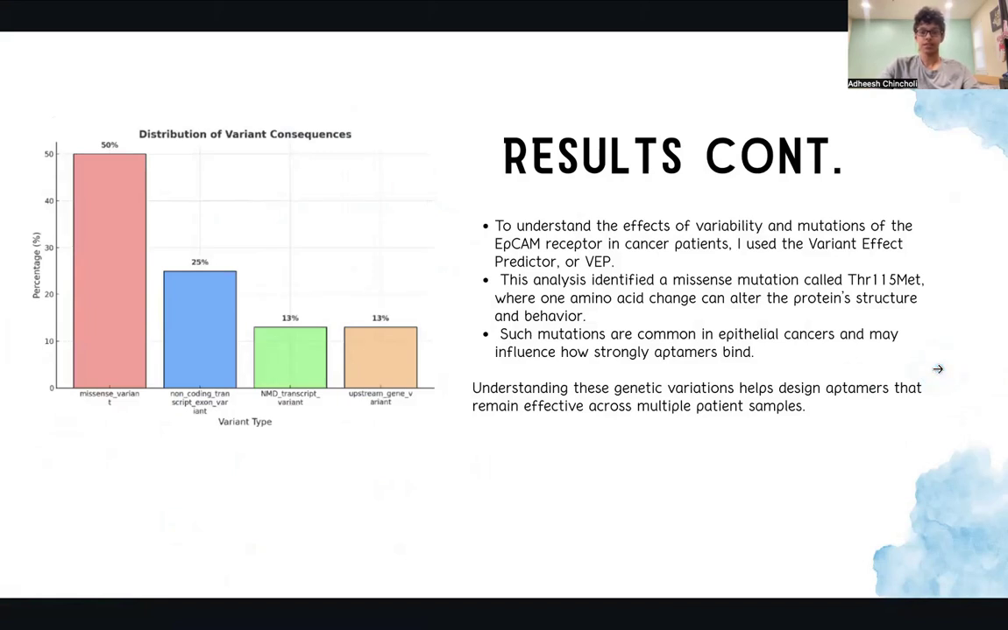To understand how genetic variability might affect binding with EpCAM, I used the Variant Effect Predictor tool to analyze mutations in the EpCAM receptor found in cancer patients. One significant mutation is called THR115MET. This missense mutation changes one amino acid in the receptor, potentially altering how the aptamer binds. Such insights are crucial for designing aptamers that remain effective across different patients, ensuring that therapies are adaptable to real-world genetic diversity.